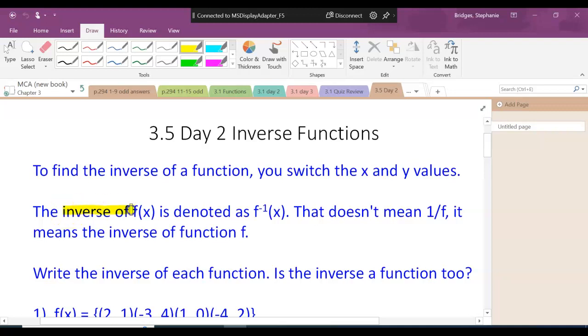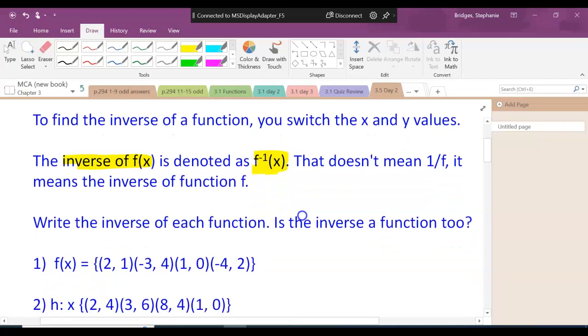So if I want the inverse of f of x, I'm always going to write it like that. So it looks like f to the negative 1 of x. That doesn't mean we write it as 1 over f. It just means that's the inverse. So when I ask for that, I'm going to say find f negative 1 of x. That means find f inverse of x. Okay?